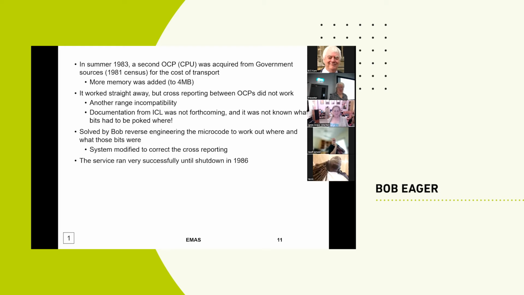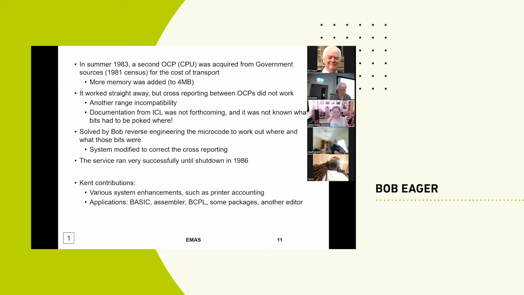ICL gave us some cables and things, and we added some more memory, and it worked straight away, which was quite nice. The only problem was, if one of the OCPs wanted to stop or pause the other one, it couldn't do it. It didn't work. Guess what? Incompatibility in the ranges. 2980, the 2970, the 2960, all did it different ways. So back to the microcode, a bit of a read. I produced what was I think a half sheet of A4 with all the definitions of what I had to do, modify the system, and it just worked. And then we ran it pretty well error-free until 1986 when we shut it down. And I still have the board I stole out of the OCP that day.